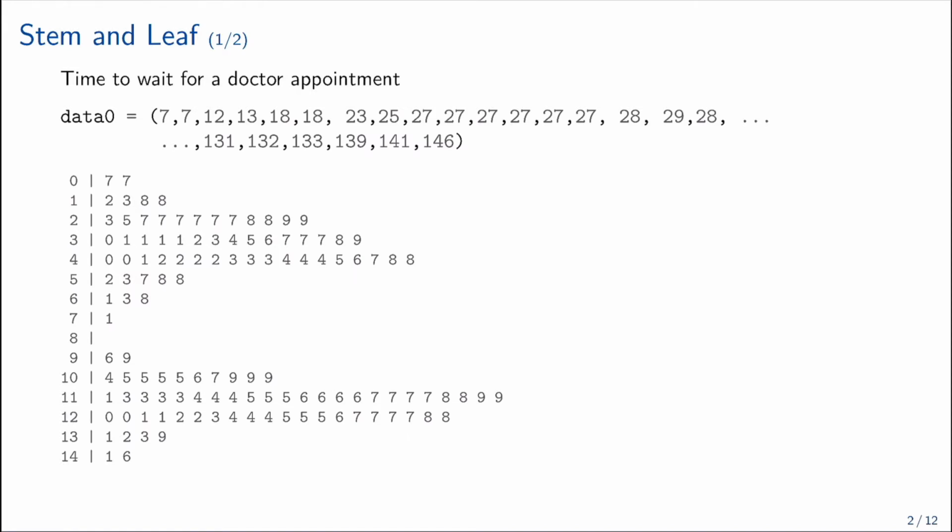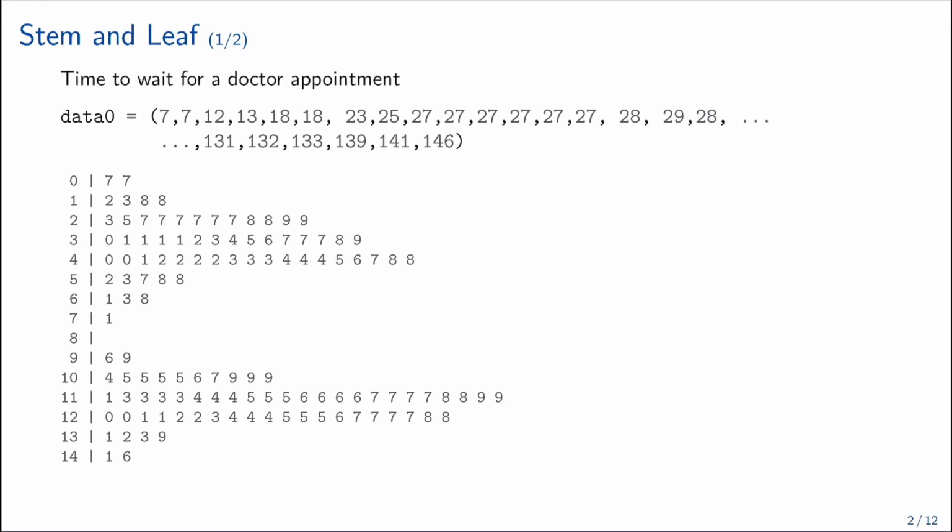Let's see, for example, this data set. This is the time to wait for a doctor appointment, and the data that we gathered is somewhere between 7 minutes and 146 minutes. It's quite broad, and that's a long time. We'd like to see how that data is distributed. How can we easily interpret it?